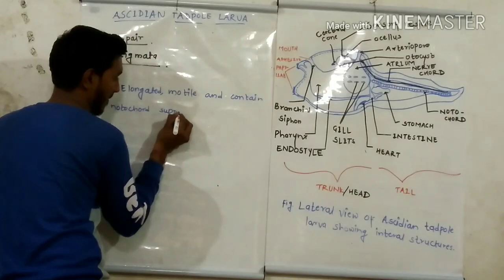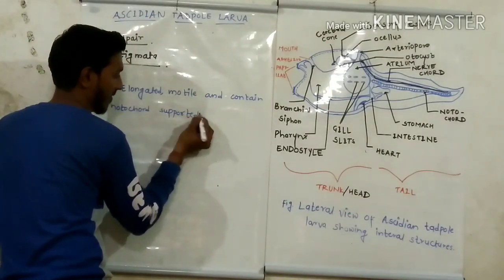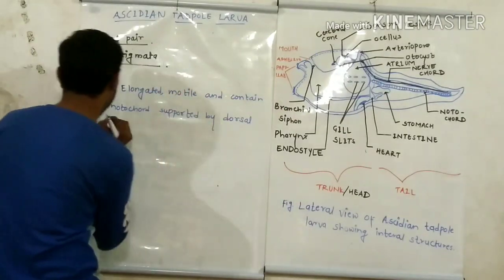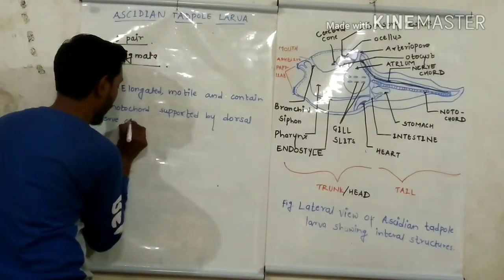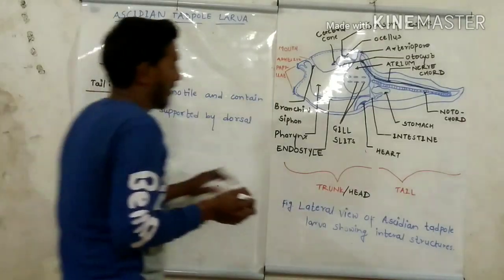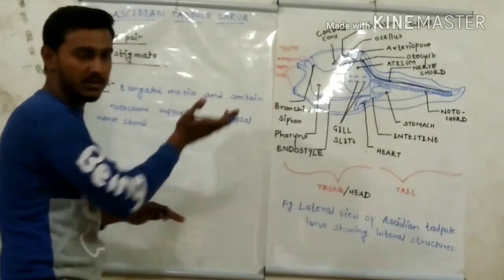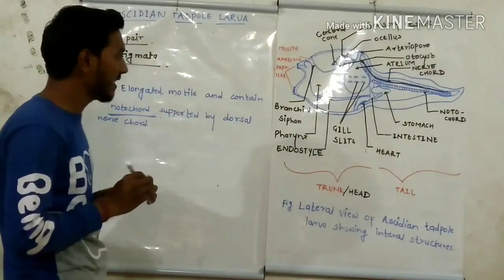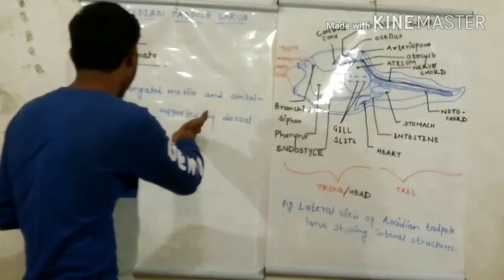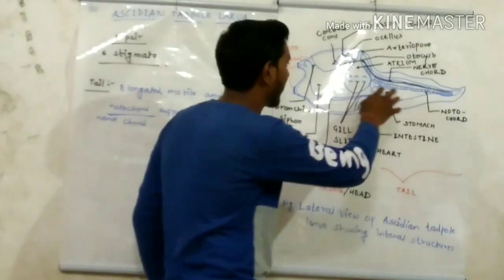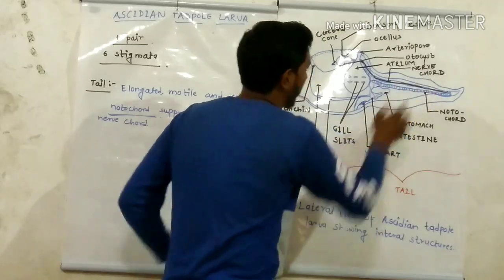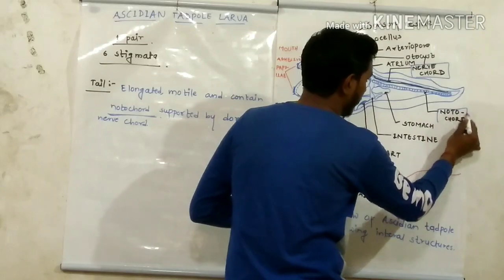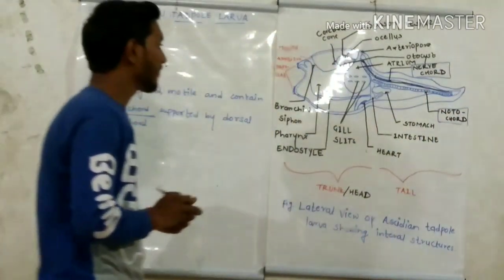supported by the dorsal nerve cord. The notochord forms the axial skeleton of the tail, and it is supported by the dorsal nerve cord. You can see in this diagram that on the dorsal side there is the presence of this nerve cord. This nerve cord is present on the dorsal side of the notochord.